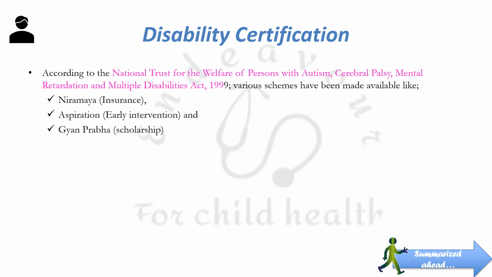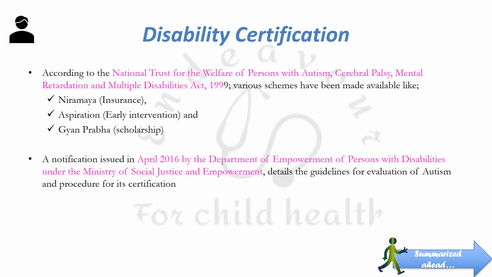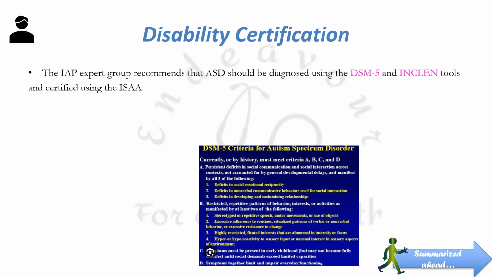According to the National Trust for the Welfare of Persons with Autism, Cerebral Palsy, Mental Retardation, and Multiple Disabilities Act 1999, various schemes have been made available like Niramaya, Aspiration and Gyan Prabha. And as per a notification issued in April 2016 by the Department of Empowerment of Persons with Disabilities under the Ministry of Social Justice and Empowerment, guidelines have been laid down for the evaluation of autism and procedure for its certification. The IAP expert group till that date recommended ASD to be diagnosed using the DSM-5 and INCLEN tools and certified using the ISAA, of which a cutoff score of more than or equal to 70 was there, as we had seen in an earlier segment.